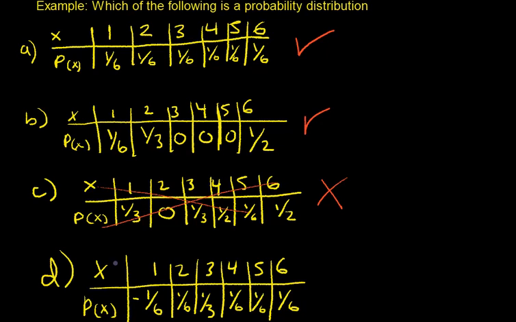Okay. Let's see this last one. If we were to add up all of these, negative 1/6, 1/6, 1/3, 1/6, 1/6, 1/6, it adds up to 1, but this negative 1/6 is not a valid probability, right? The probability needs to be between 0 and 1. So this is also not a valid probability distribution function.